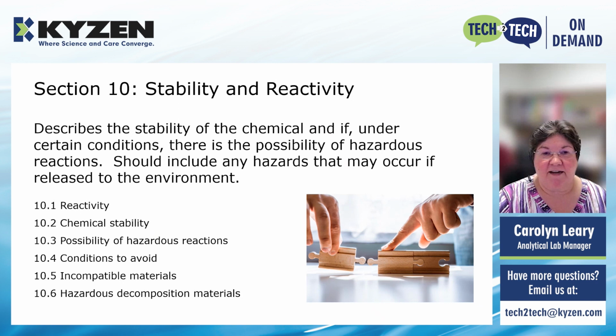Now, one thing you should find, and this is true for sections 10 through 16, is there may be a lot of overlap with information provided in the previous sections. For example, this section 10 talks about stability and reactivity, and that was touched on in the section talking about storage conditions and how to properly handle the material. So that's one thing to be aware of: look for and make sure that there's consistency within the safety data sheet between the different sections.